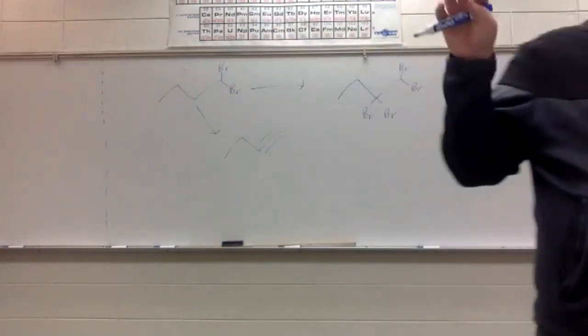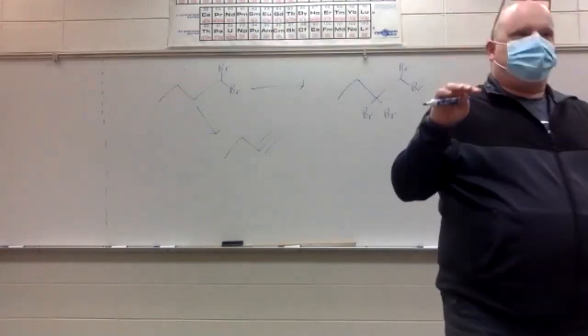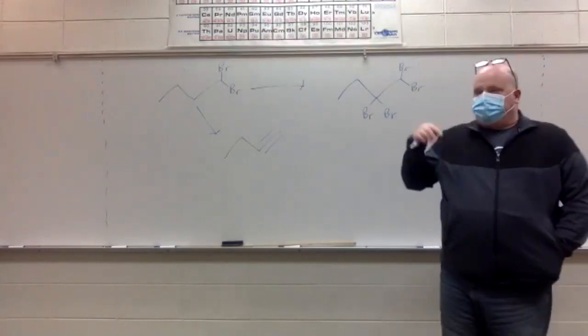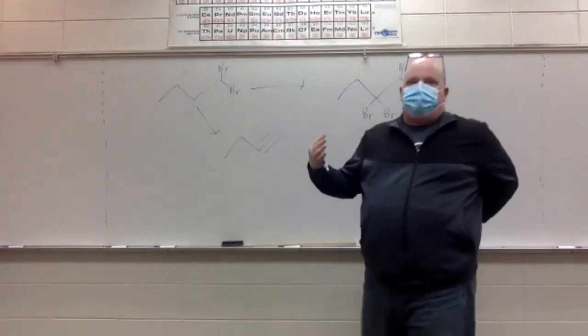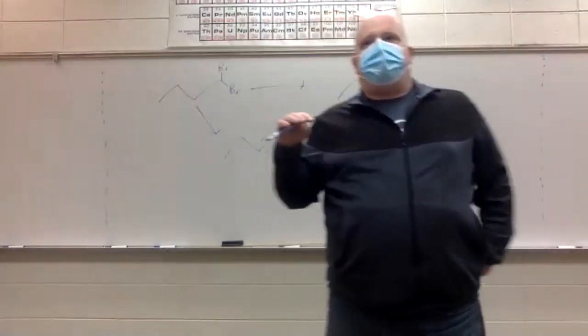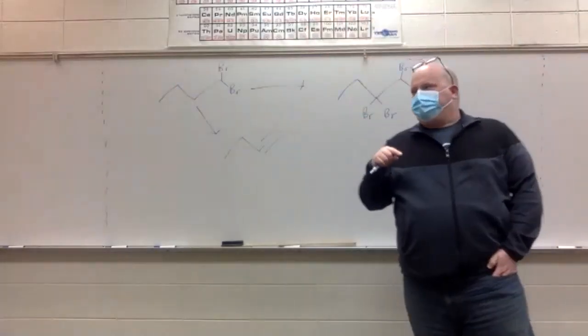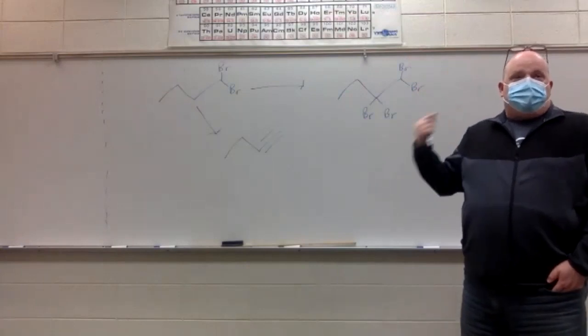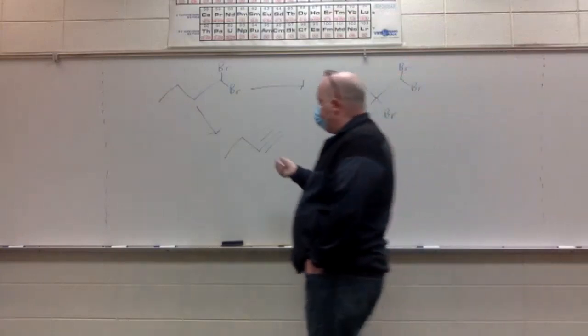When you lose an HBr, that's called a dehydrohalogenation, right? So basically, you need to do 2 consecutive dehydrohalogenations. And we learned about dehydrohalogenation back in, actually it's chapter 8, not chapter 7. Sorry. We need a really strong base, right?